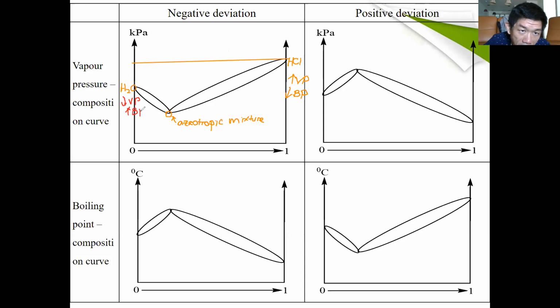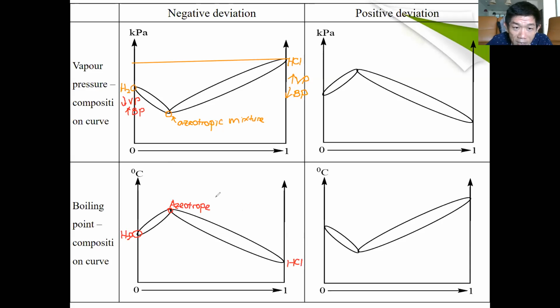So if we convert it into a boiling point composition curve, you will expect that water has a higher boiling point. So this is the boiling point for pure water, whereas this is the boiling point for HCl. And this azeotropic mixture has a higher boiling point than expected. Some books write azeotrope.